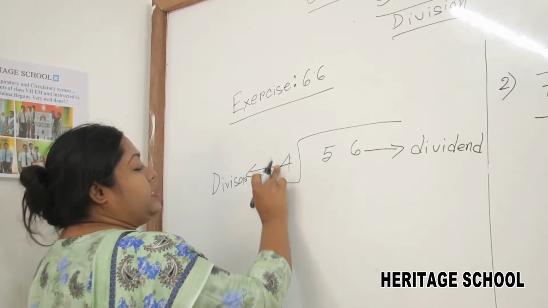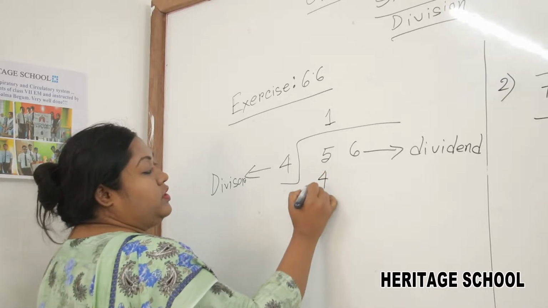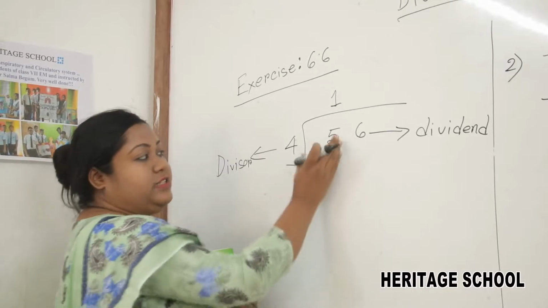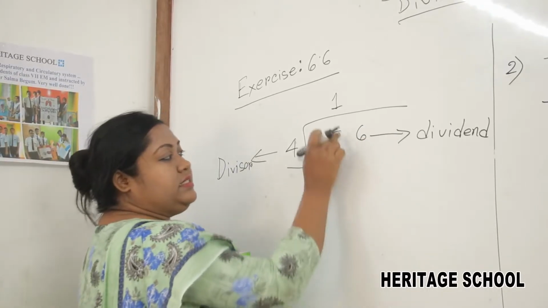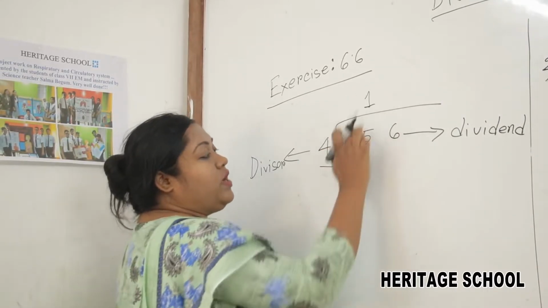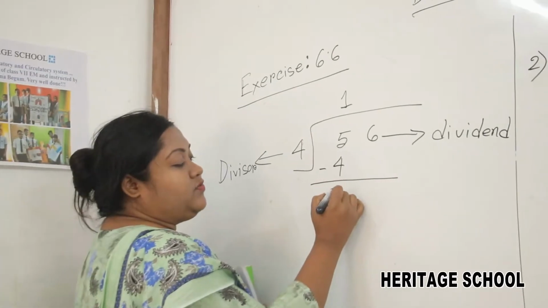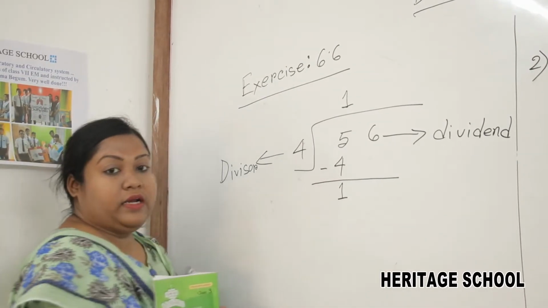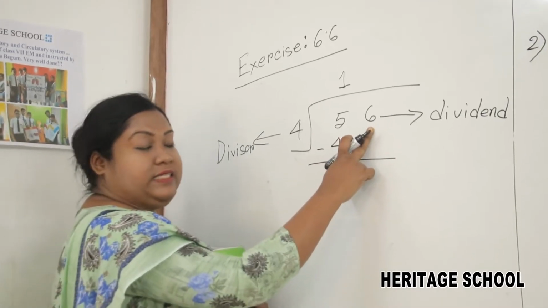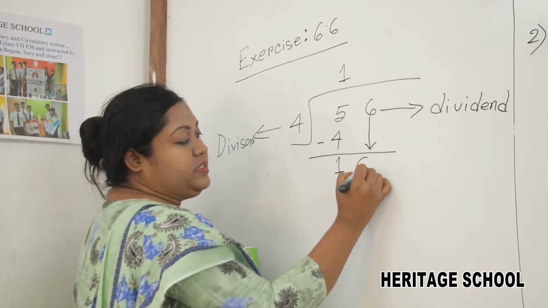And when we start the division, 4 ones are 4. We have to take the less number than 5. 5 is our first digit in tens column. In ones column there is 6, tens column 5. So from 5 we will start. 4 ones are 4. Then we have to do the subtraction. 5 minus 4 left 1. But our division is not finished because in ones column 6 is left. So 6 I have to take down beside of 1.